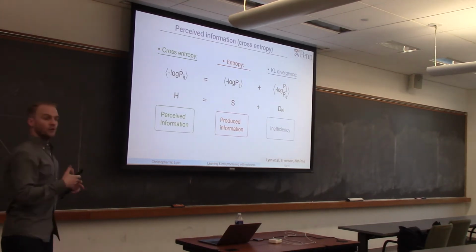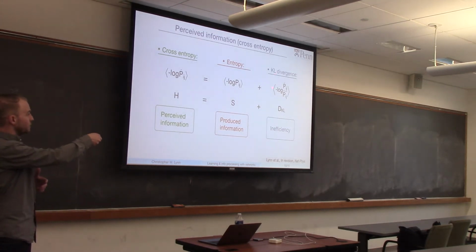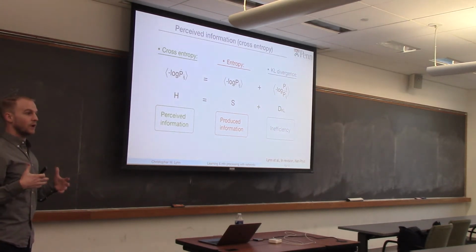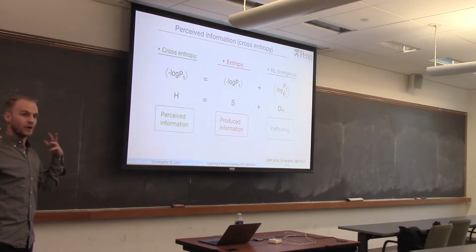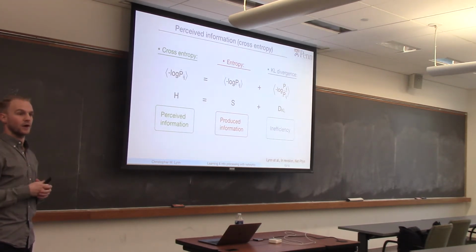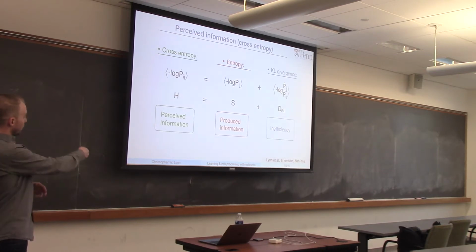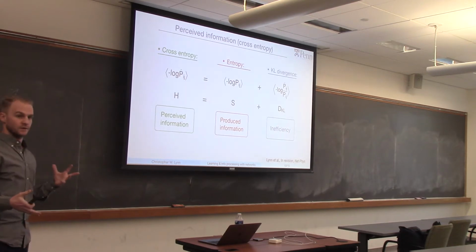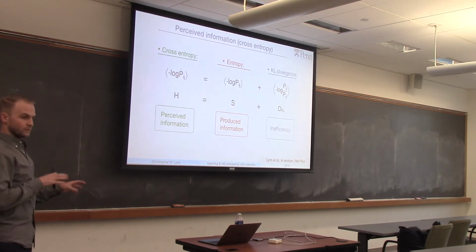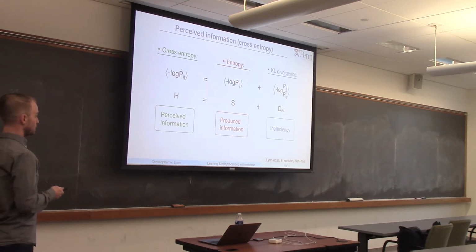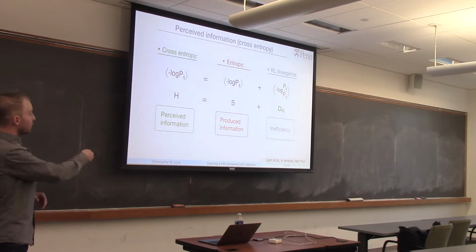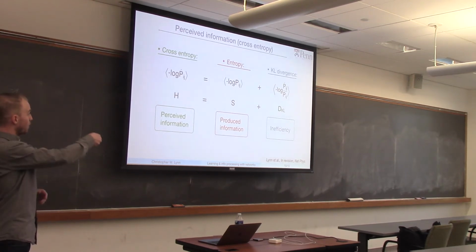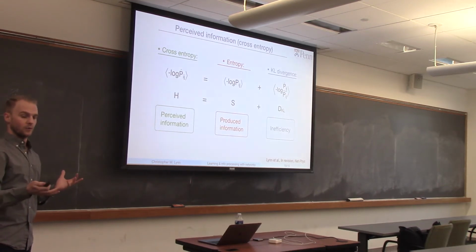In this way, you can think of this extra term as inefficiency. It's the extra amount of information that people are having to process because their estimates in their head are inaccurate, because they have inaccuracies in their expectations. So we have perceived information equals produced information plus this inefficiency, which I think is super helpful just for intuition. Now we can go and look at some real networks and see what these quantities look like in real networks that we find in the real world.